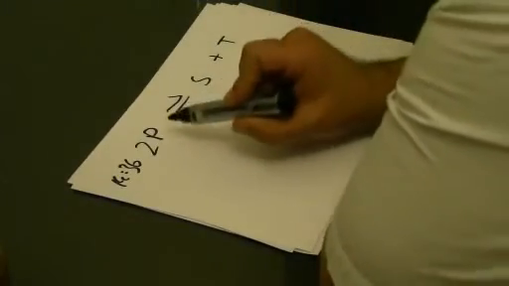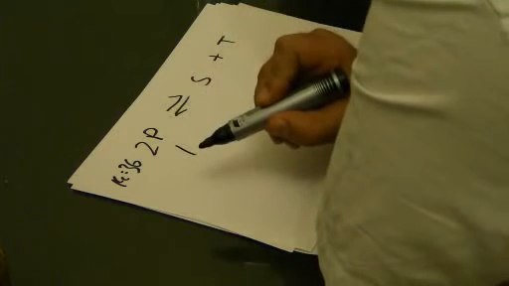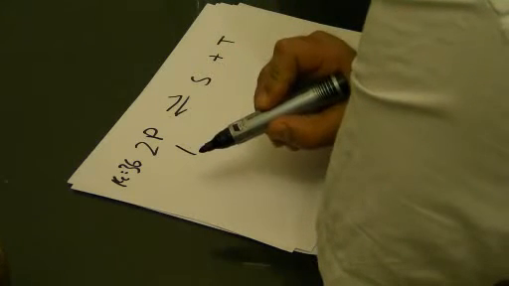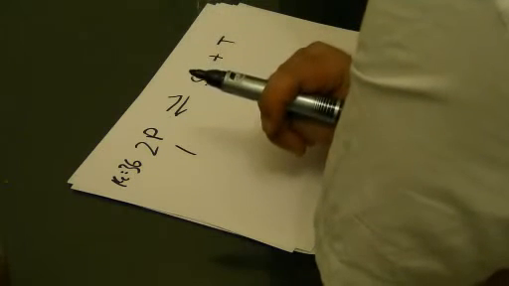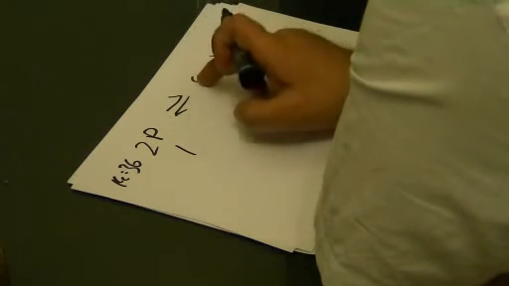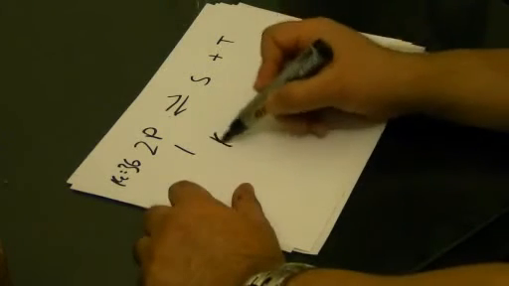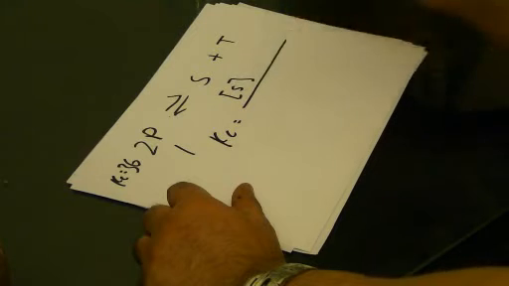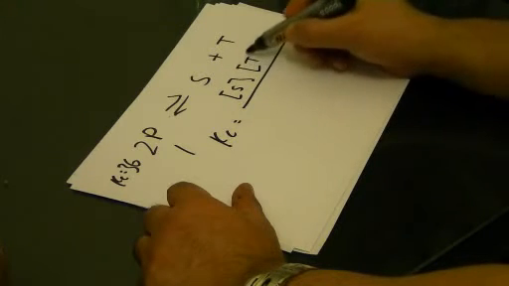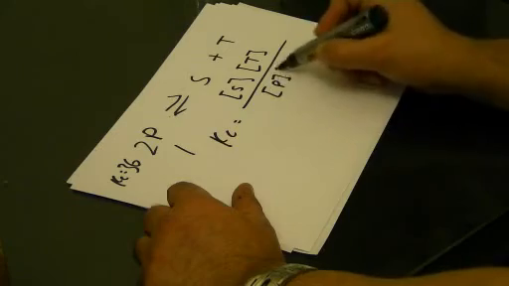Excellent. So in this one, we've got an equilibrium reaction of 2P going to S and T. We know we start with 1 mole of P, and Kc is 36. We need to find the number of moles of S and T. So let's start with writing out the Kc expression. Kc would be equal to the concentration of S times the concentration of T over the concentration of P squared.